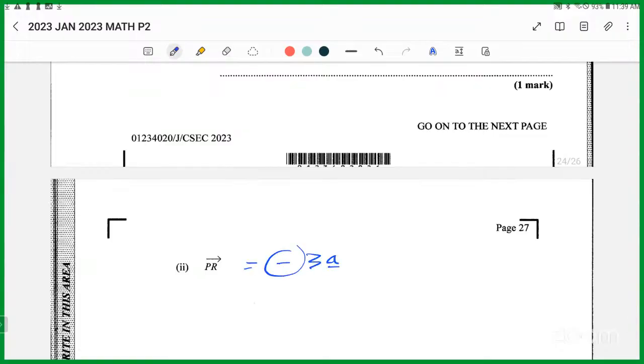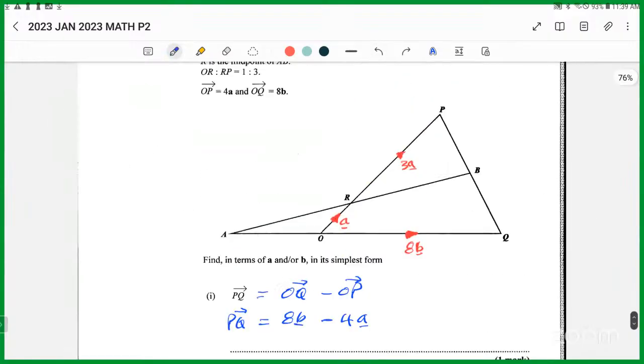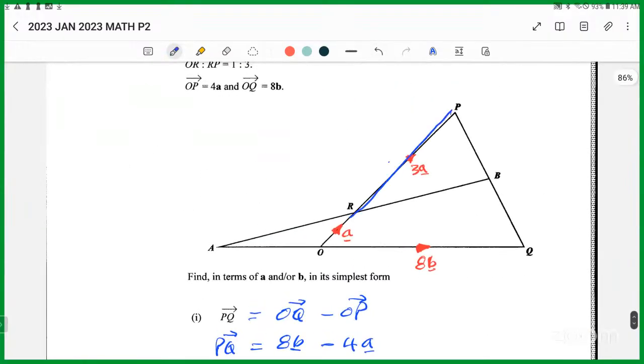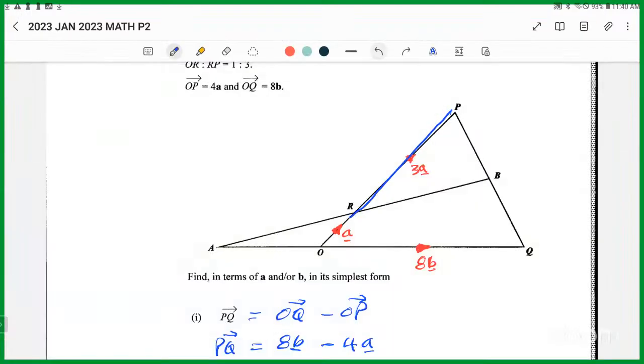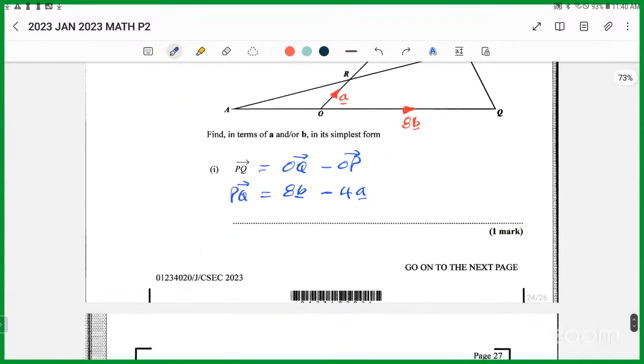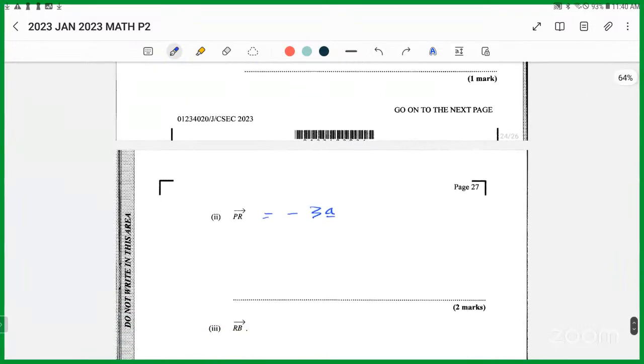Why is it minus? Because I'm going in the opposite direction. From P to R, you're going in the opposite direction to this 3A, which takes it up that way. So if you go in the opposite way, it is minus this vector, minus 3A. That is it.